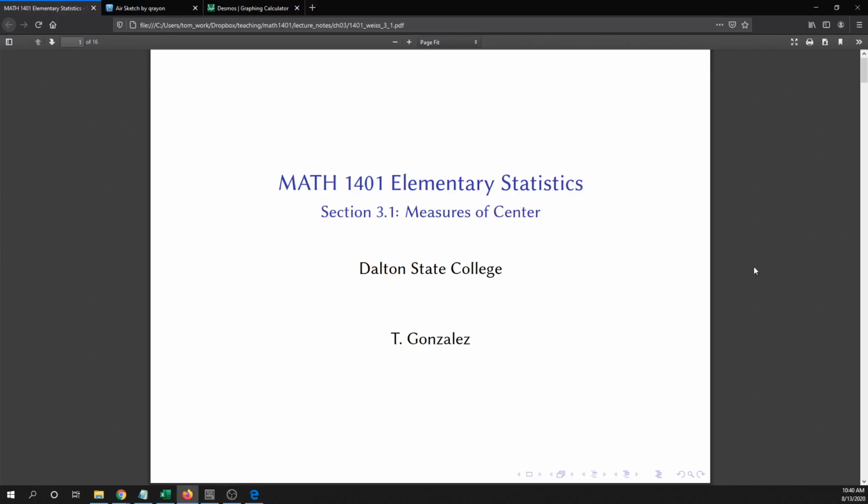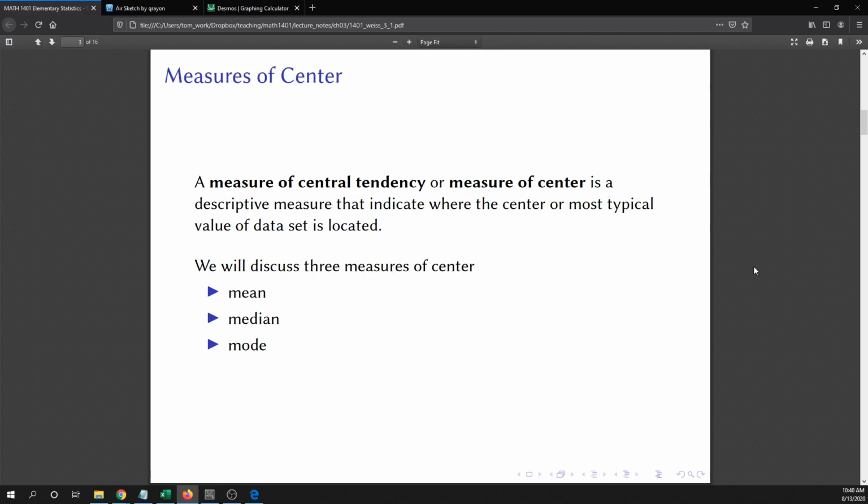All right, in this video, we are going to talk about section 3.1, and that is about measures of center of a data set. So the three measures of center that we're going to talk about are the mean, median, and mode. These measures of center, like the name implies, tell you about where the center of a data set is located, or the most typical value of a data set.